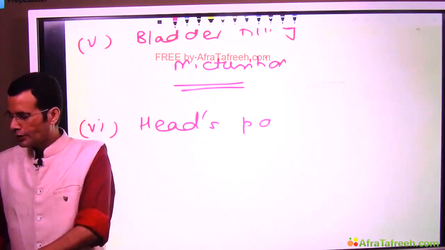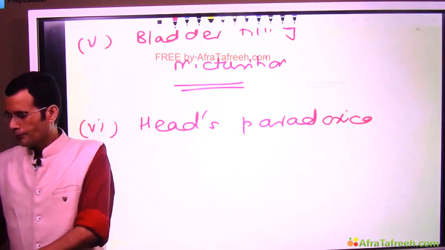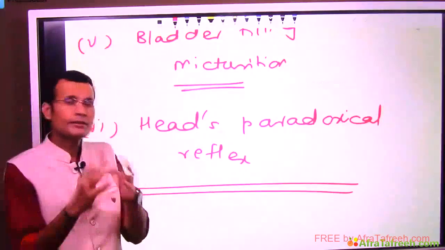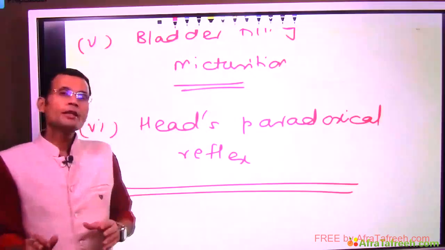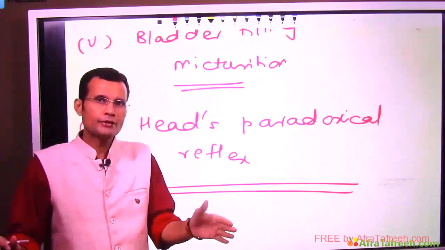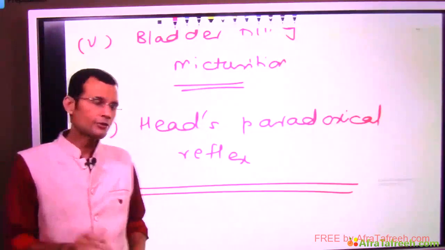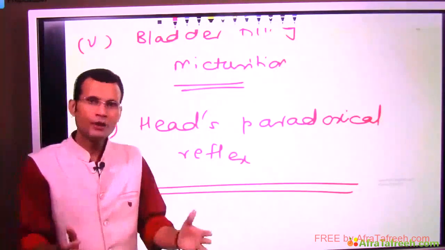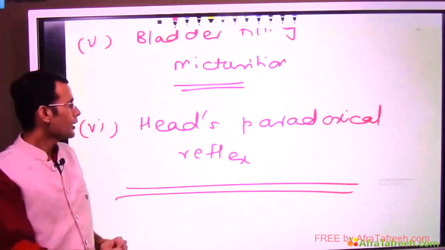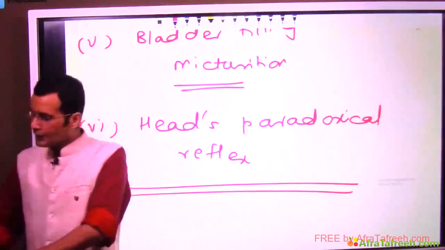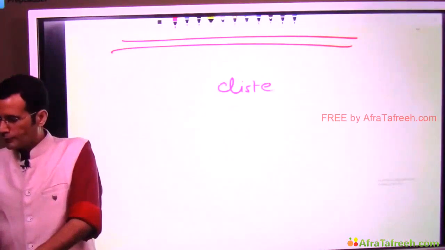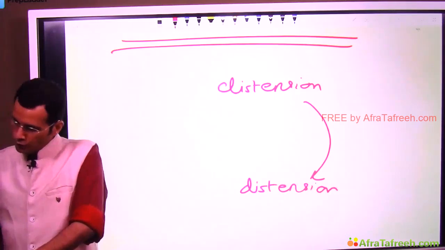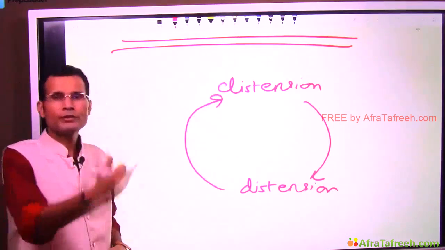Head's paradoxical reflex. Well, this is in the respiratory system. Normally we find that there is Hering-Breuer reflexes in the lungs and thoracic cage. That is, over-distension of the lungs leads to deflation. So it's a negative feedback which is normally seen in adults. But Head's paradoxical reflex means distension of the lungs leads to more distension, and that leads to further distension of the lungs. So more and more of the same will go on happening.